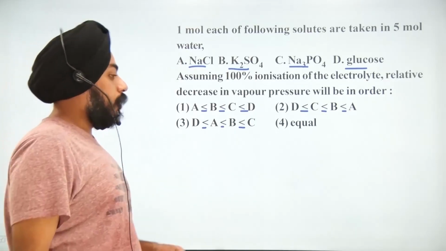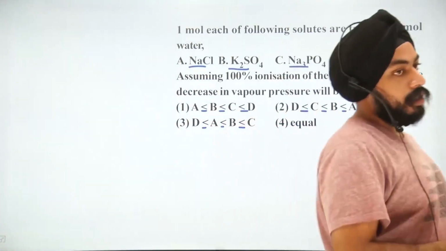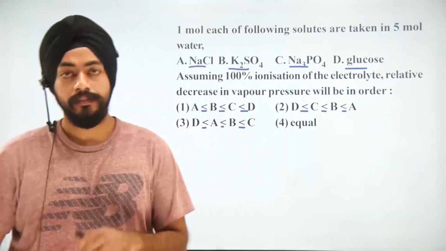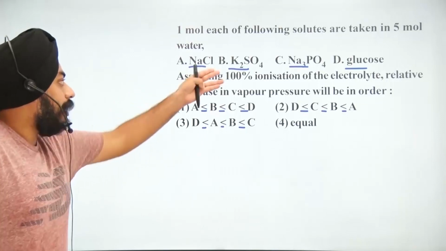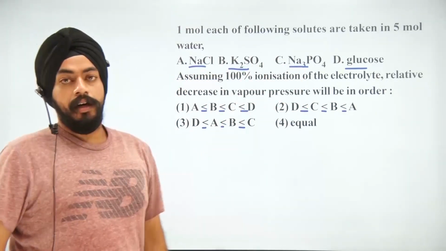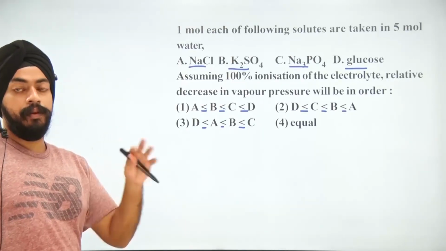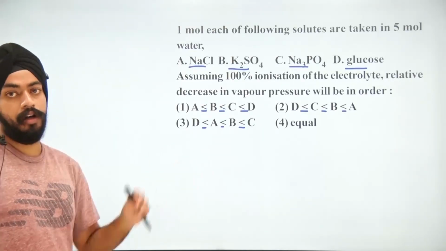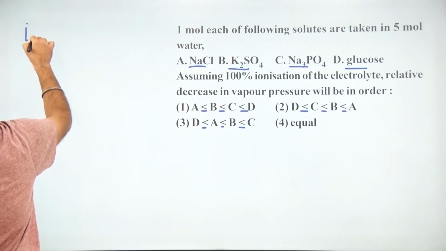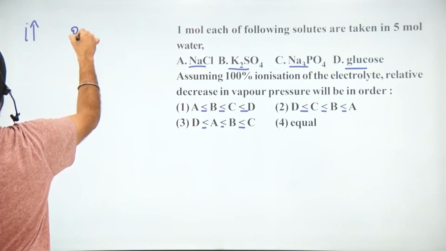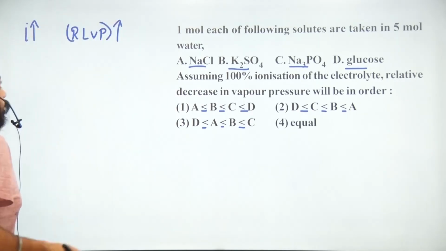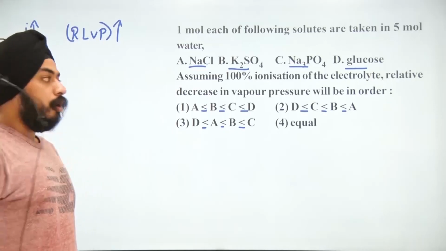Now see students, we know that relative lowering of vapor pressure is basically a colligative property, and colligative property depends upon the number of moles of solute, and these are electrolytes. Out of 4 we are having 3 electrolytes. So the value of i will be the governing factor for the order, right students? If the value of i increases, relative lowering of vapor pressure also increases.